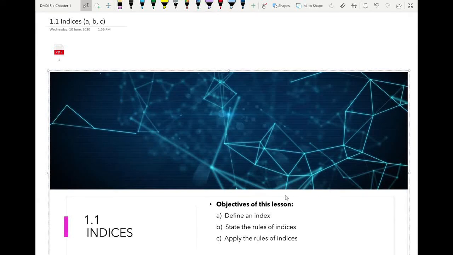Okay, so for this lesson, we will talk about 1.1 indices. Over here, we will discuss three main objectives. The first one is define an index. Second one, state the rules of indices. And finally, applying the rules of indices.